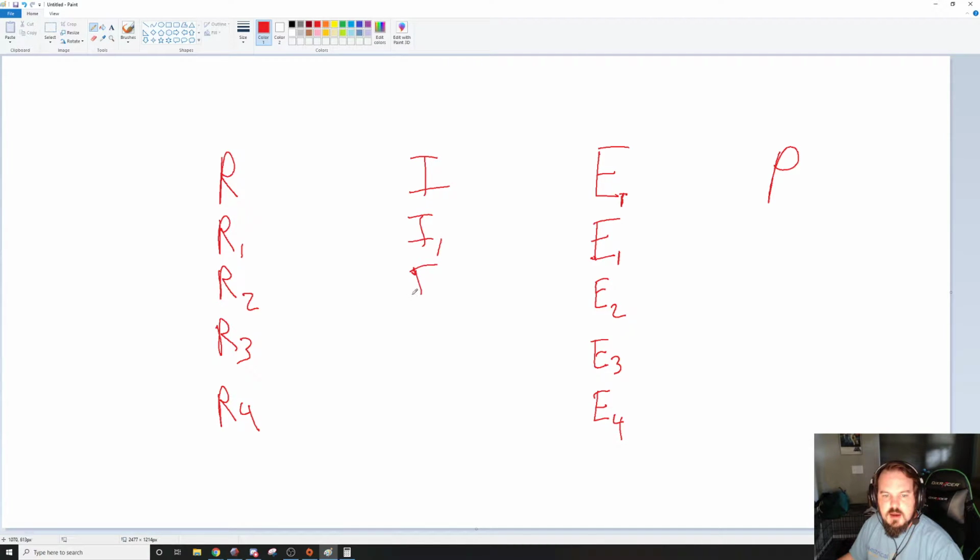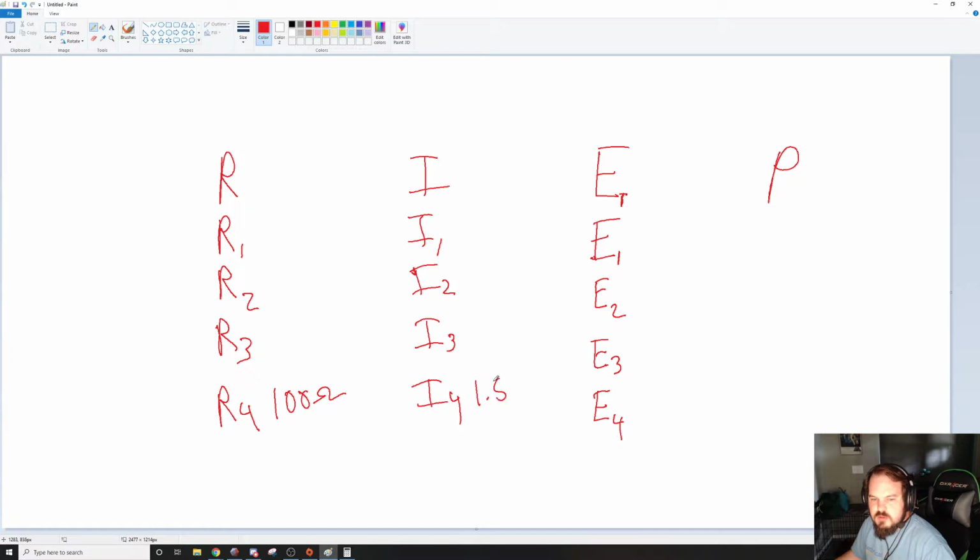I1, I2, I3, I4. Okay. So let's say you were able to find 100 ohms, like you were given this, and 1.5 amps. Well, you use these numbers, 100 ohms, 1.5 amps, that's 150 volts. And then now you have all of the voltages.